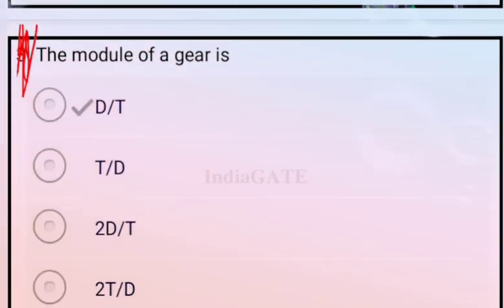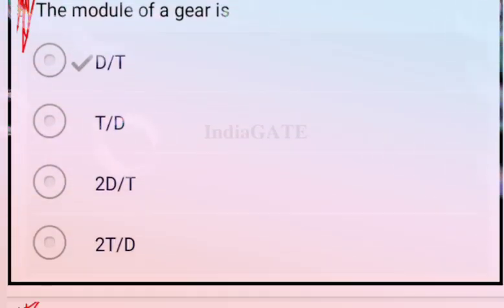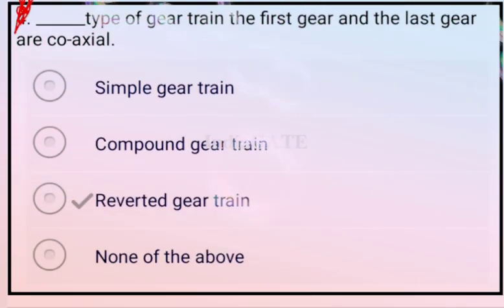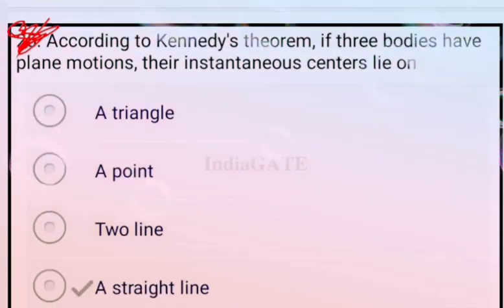Now come to the next question. The module of gear is D by T. So option A is your correct answer. Now come to the next question. In the dash type of gear train, the first gear and the last gear are coaxial. So that is called the reverted gear train. So option C is your correct answer. Now come to the next question.